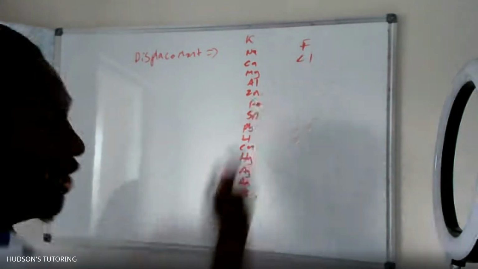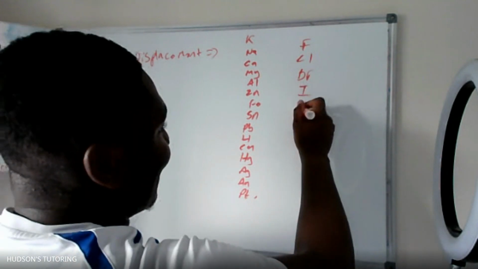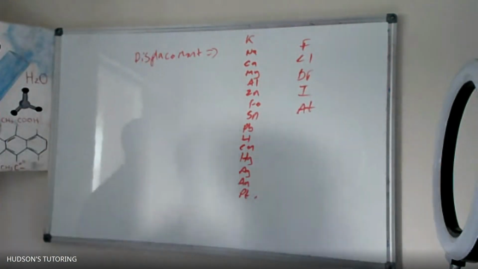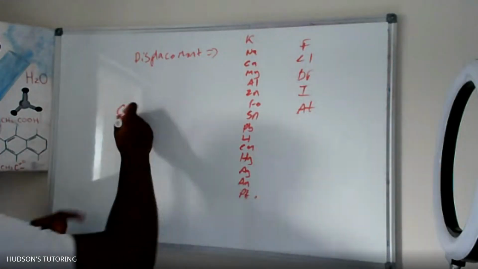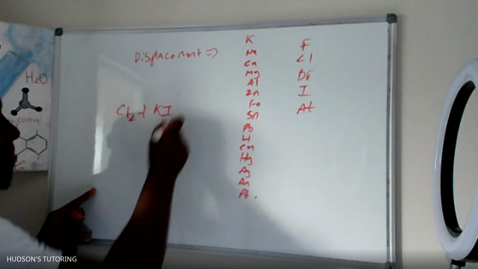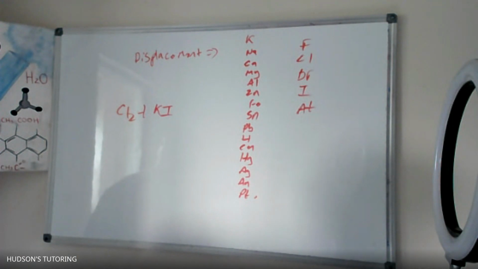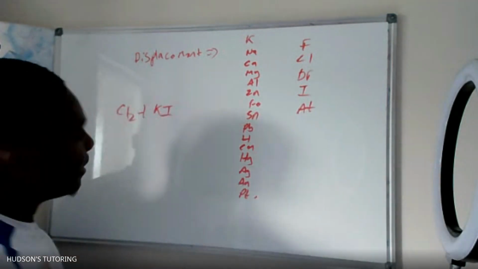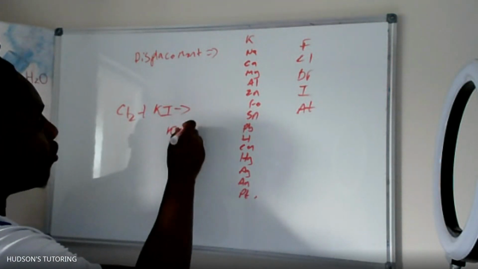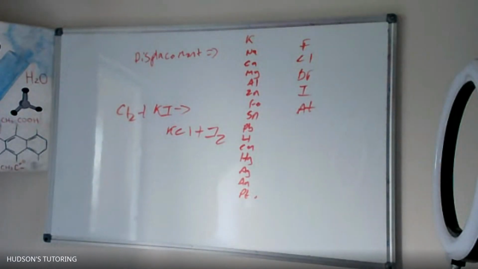So fluorine is more reactive than chlorine, which is more reactive than bromine, which is more reactive than iodine, which is more reactive than astatine. So let's look at an example. Let us say that we have fluorine reacting with potassium iodide. So it's the competition of the non-metals now. Fluorine, because it is higher than the iodine, is going to displace iodine from the potassium. So you end up with potassium fluoride plus iodine, in solid form. All right? Fully understand that?